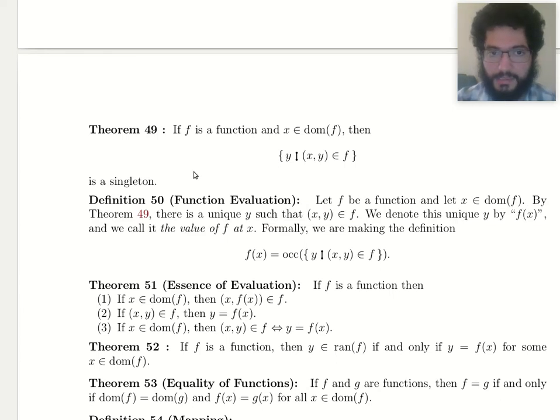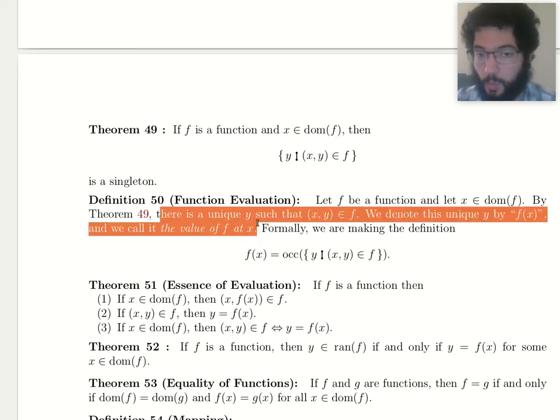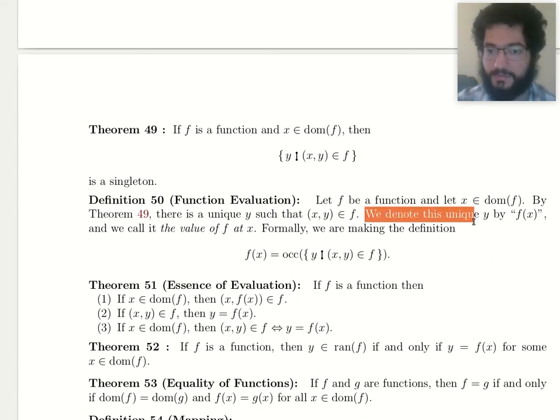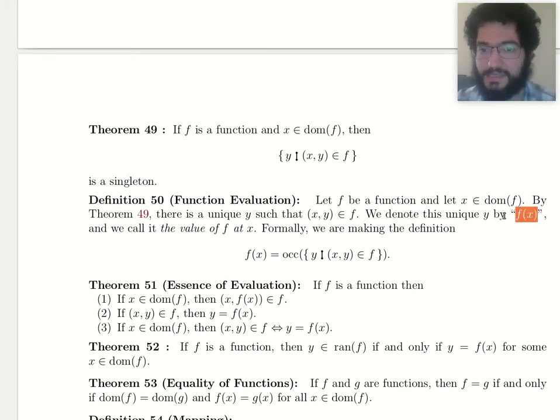In this context, by Theorem 49, that thing that we proved last time, there is a unique y such that the pair xy is an element of f. When there's a unique something that satisfies a certain property, we can take that as giving us a way of defining a symbol. So here we're defining f of x, f parentheses x, which we read as "f of x". We're defining that to be the unique y that makes this happen.